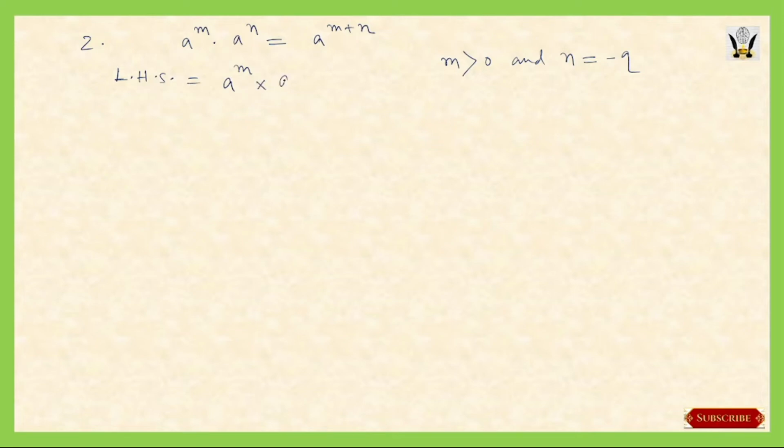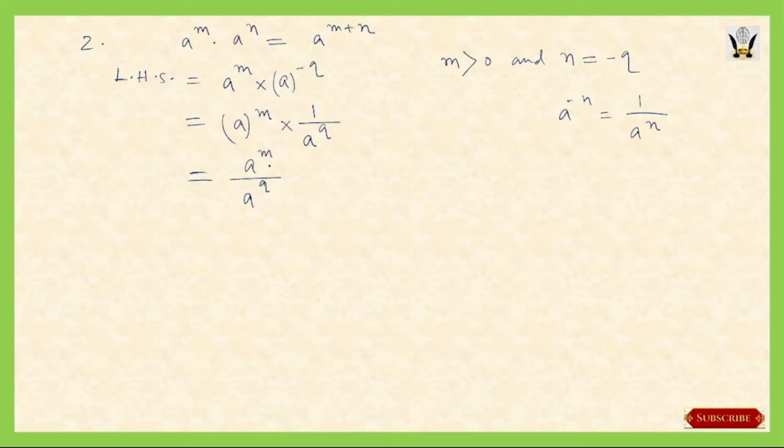Now in place of n we will be writing minus q. Fine, then it will be a to the power m, and then it will be 1 divided by a to the power q. As we know, again I am writing that a to the power minus n will be equal to 1 divided by a to the power n. So this can be further written as a to the power m divided by a to the power q.